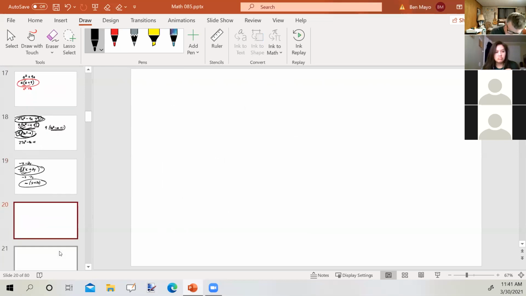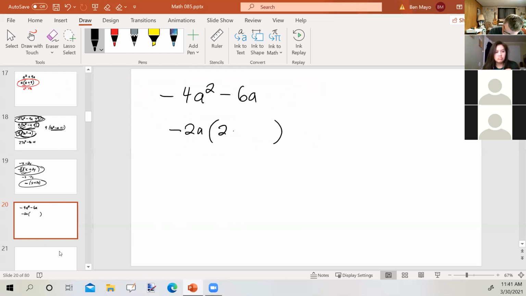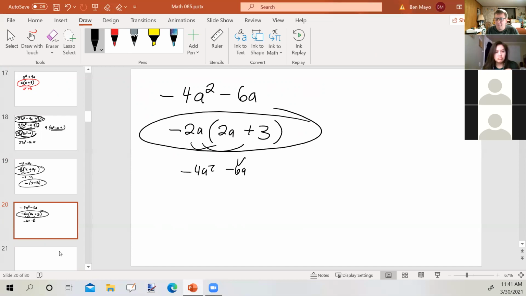All right, take a look at this problem. Negative 4a squared minus 6a. It says factor out the opposite of the GCF. So in their description, they're saying a GCF has to be positive. So they want us to factor out a negative. Well, let's see. We can take out a 2 and an a. So if we take out opposite of 2a, we get negative 2a. And then this would be what? 2a plus 3. Be careful of your signs. That would give me negative 4a squared minus 6a, so it checks.